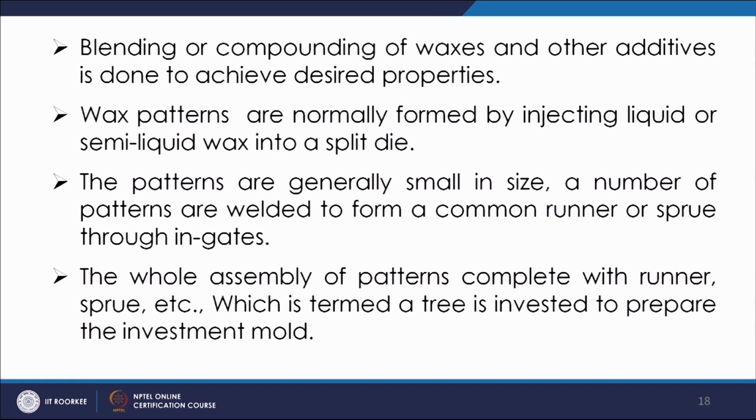These patterns can be made by injecting liquid or semi liquid wax into a split die. Then the patterns are smaller in size, so they are added to the runner or sprue by welding, and then the whole assembly will have that runner or sprue, and it is like an investment tree in case of investment casting. Investment casting is the one which uses wax as the material. So, these are the normally used pattern materials.